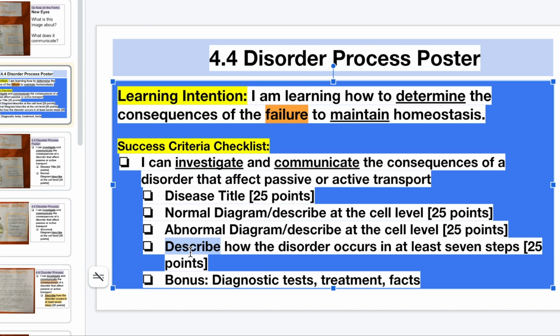And then describe how the disorder occurs, in at least 7 steps. This is basically consequences. What are the consequences? How do the consequences occur? In what order do they occur? You're going to break that down into 7 steps, because that's how we'll know that you have investigated and can communicate the consequences. That's 25 points. Bonus is if you identify diagnostic tests, treatment, and any other facts, up to 10 points.